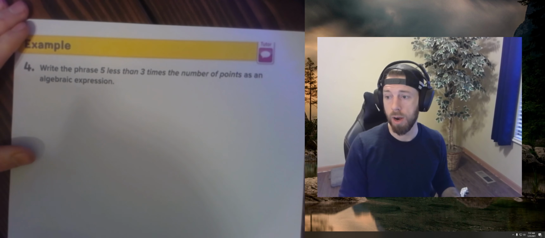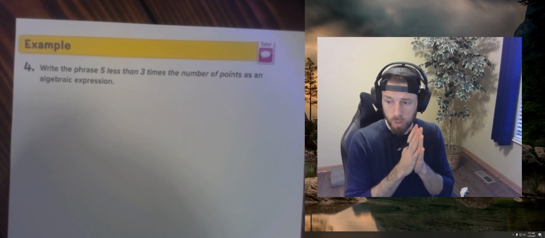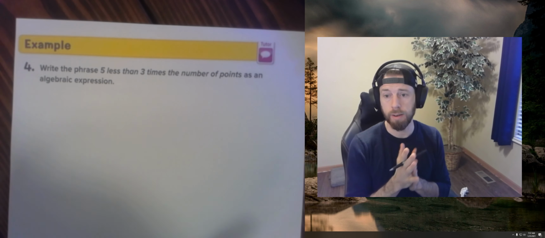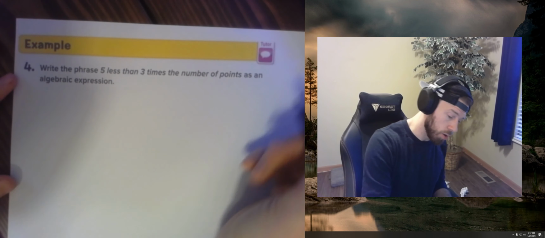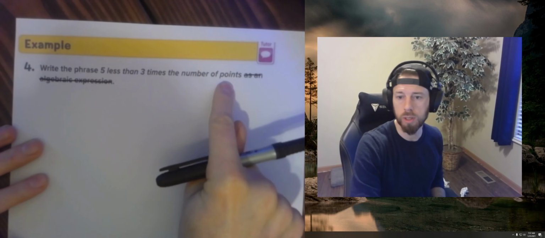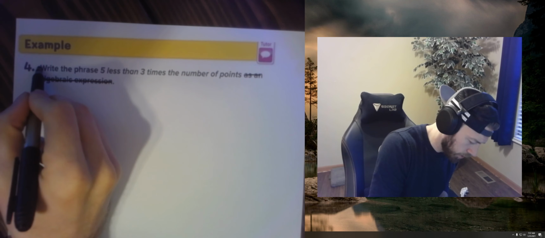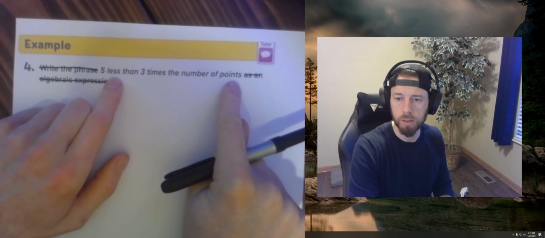Here's one where it's a two-step type of problem, okay? So on this one, it says write the phrase 5 less than 3 times the number of points as an algebraic expression. So let's go ahead and cross out this part just so we can focus in on what this says. Write the phrase, okay, we got the phrase. It says 5 less than 3 times the number of points.